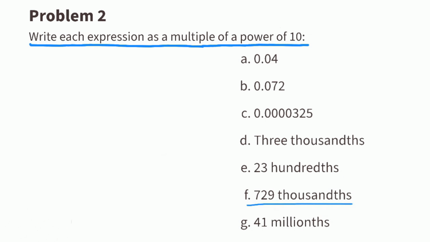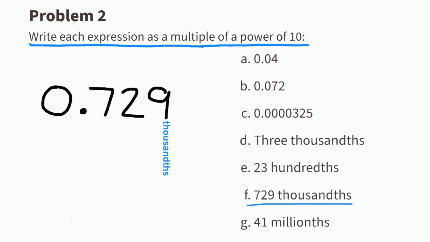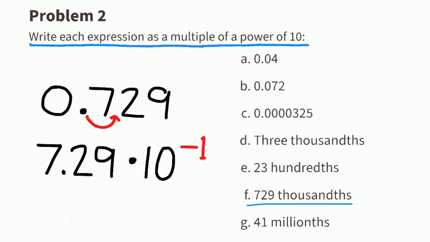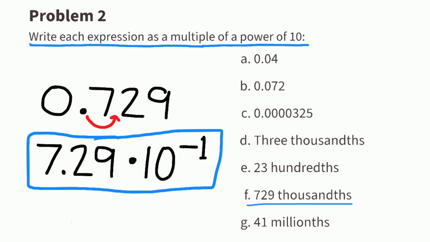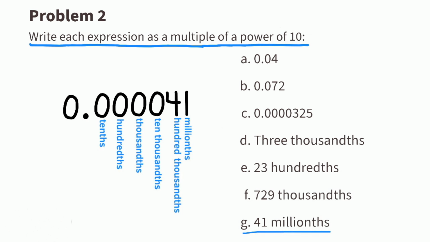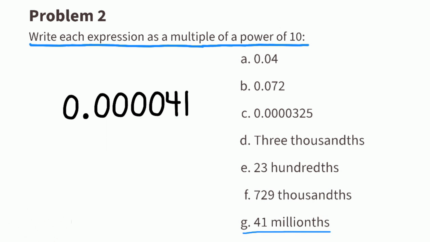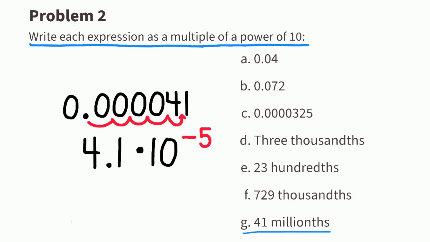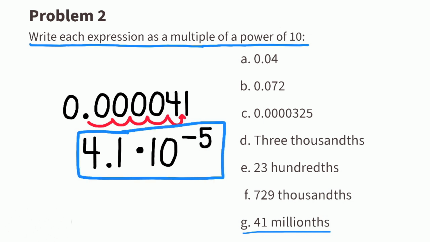We can rewrite the expression 729 thousandths as a multiple of a power of 10 by writing 7.29 times 10 to a negative power because it's representing a decimal, and the exponent is a negative 1 because the decimal is only 1 place to the left of the 7. We can write the expression 41 millionths as a multiple of a power of 10 by writing 4.1 times 10 to a negative power because it represents a decimal. And since the decimal is 5 place values to the left of the 4, then the exponent's a negative 5.